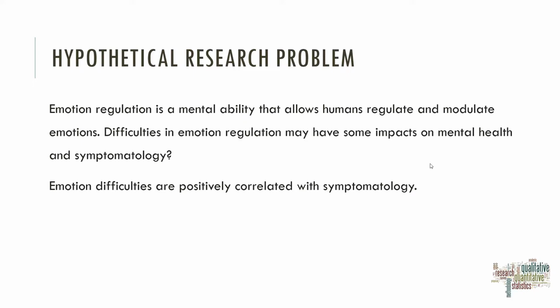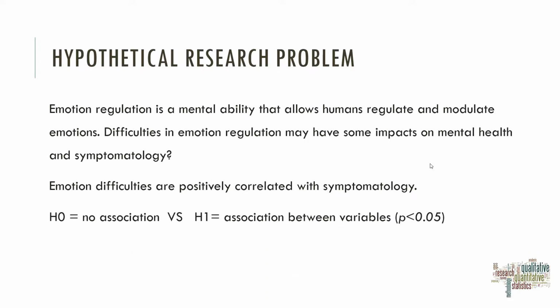Okay? So our null hypothesis is that we have no association between emotional difficulties and symptomatology, and our H1 is that we find some association between these variables. Of course, what we are expecting here is to reject the null hypothesis, which is the rejection of an absence of an effect.